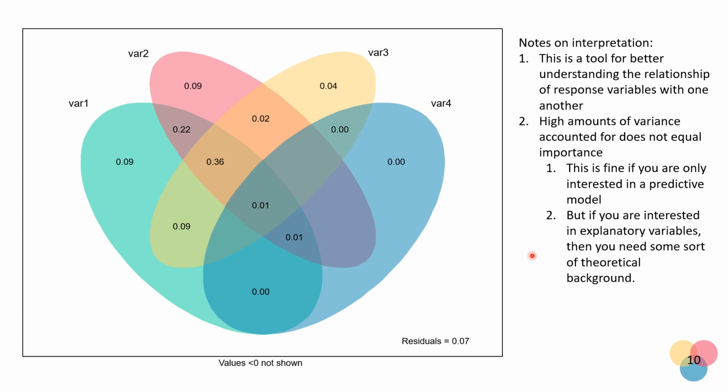I also wanted to make a note that you might sometimes see this message here where it says values less than 0 are not shown. That means you are having negative variance partition show up. And what this tells you is that variable 4 actually is inhibiting the effects of some of your other variables that you are seeing, which might mean that variable 4 has an opposing slope and is in some way canceling out the variation explained by some of your variables, which is good to know.